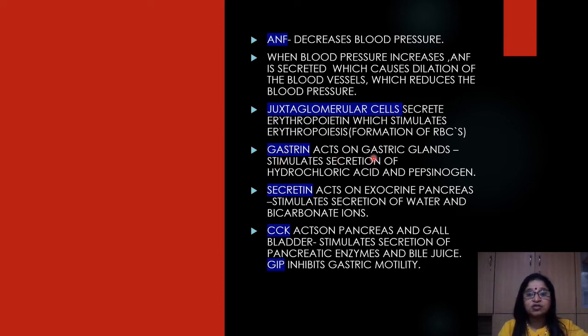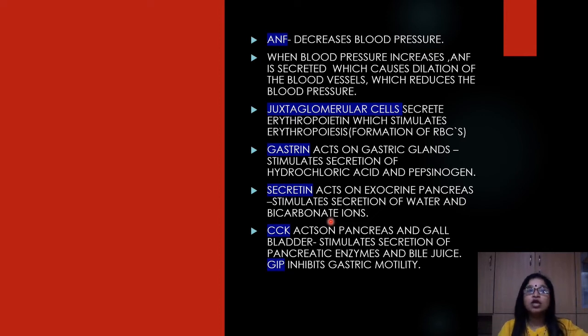Gastrin acts on the gastric glands and stimulates secretion of hydrochloric acid and pepsinogen. These are the enzymes. So you can see that even isolated cells within our body also show hormonal action. Secretin acts on the exocrine pancreas. So it is that part of the pancreas which helps in digestion by producing the pancreatic juice. So it acts on the exocrine part of the pancreas, stimulates the secretion of water and bicarbonate ions.